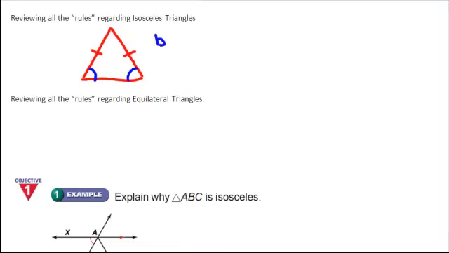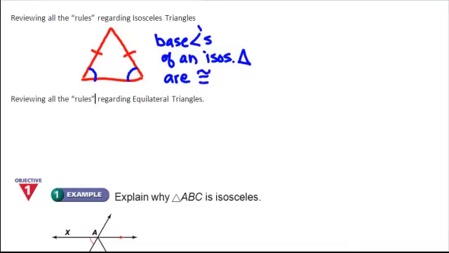I call this base angles of an isosceles triangle are congruent. These are called the base angles because they're angles attached to the base of the triangle. So base angles of an isosceles triangle are congruent.